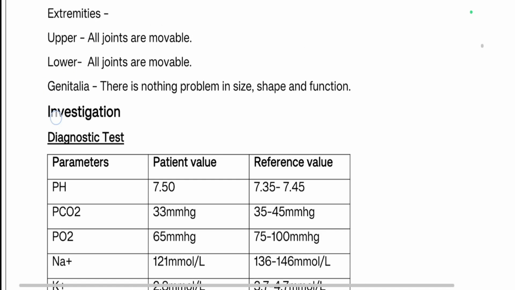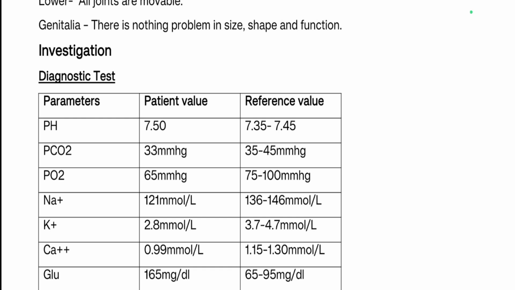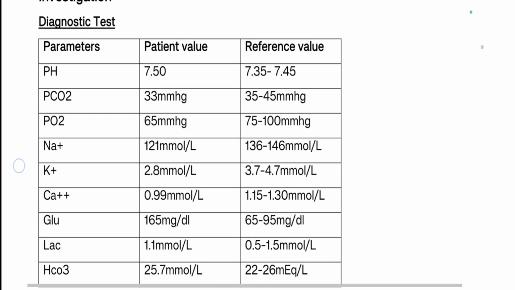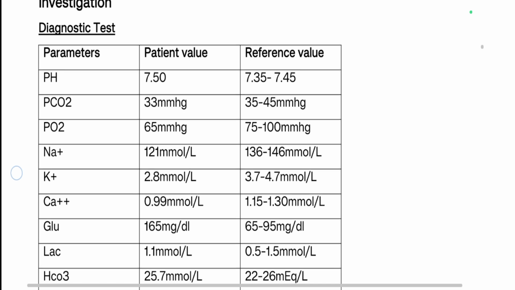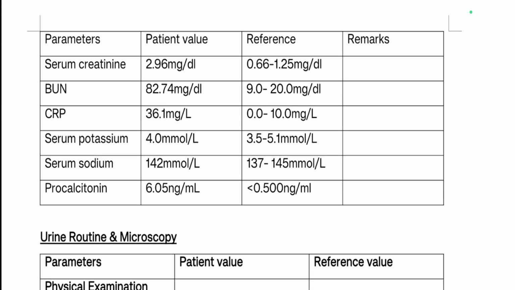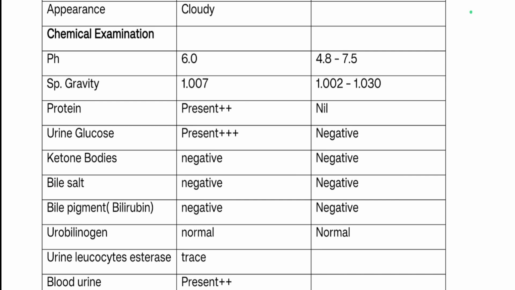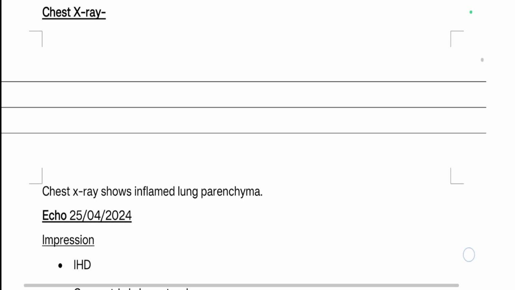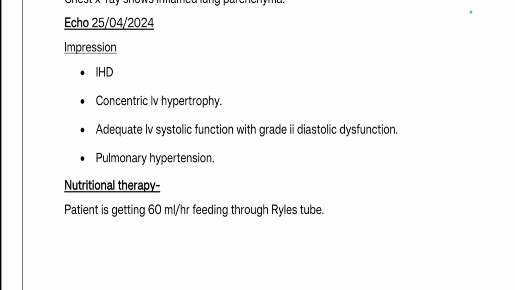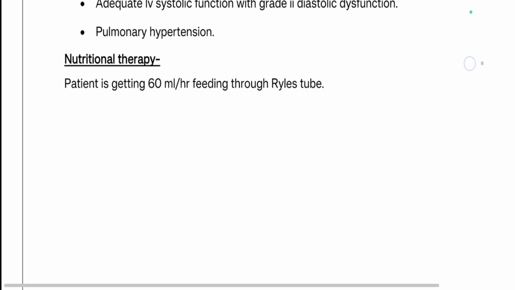So next, you have to write the investigations, that is, diagnostic tests. In case of a pneumonia patient, the ABG analysis, arterial blood gas analysis: pH, PO2, PCO2. Those are important parameters that help to identify whether hyperventilation or hypoventilation is there or not. Then the biochemistry, like blood urea nitrogen, creatinine, CRP, C-reactive protein due to the infection, potassium, sodium level. Then the urine test. Then the chest X-ray, which shows the inflamed lung parenchyma. Then in case of my patient, there is an echocardiogram, and the nutritional therapy.